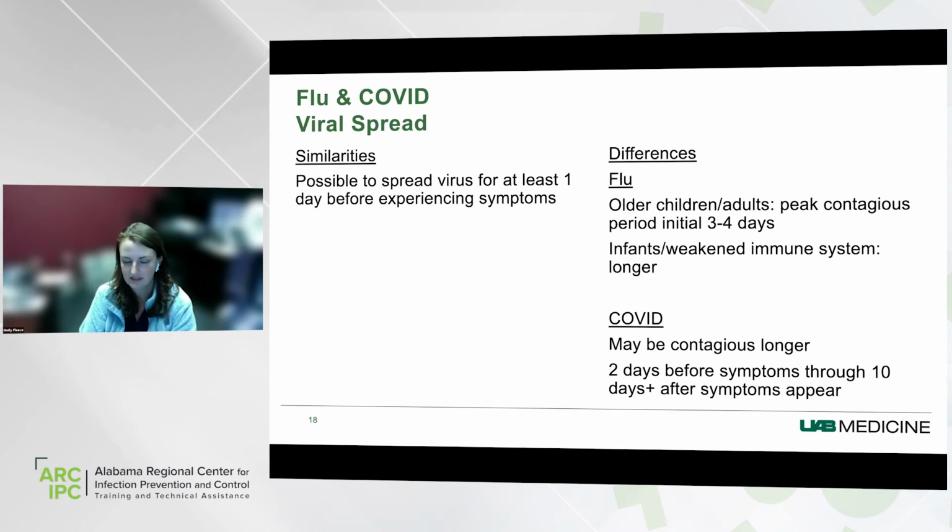COVID, like I said before, you have the potential to be contagious for longer, whether that's 2 days before symptoms begin or out to at least 10 days from when symptoms appear. And I put 10 days plus because that really depends on your underlying immune system. In patients who are immune compromised or otherwise immune suppressed, that period of shedding can be outwards of 20 days or longer in certain circumstances. So quite variable from the COVID perspective.